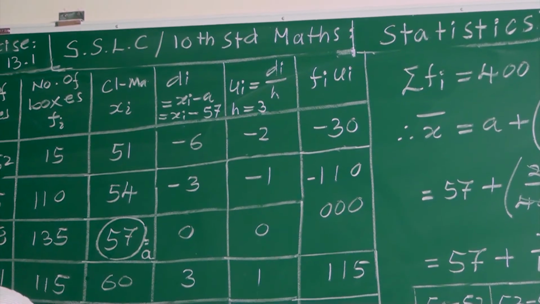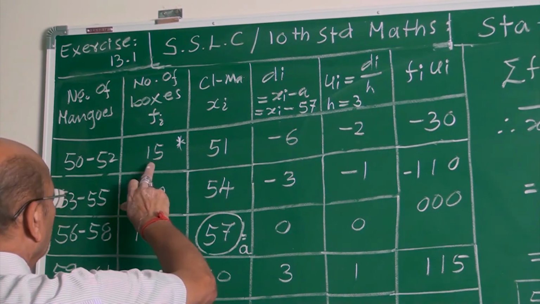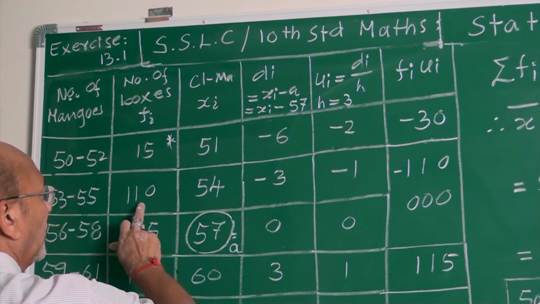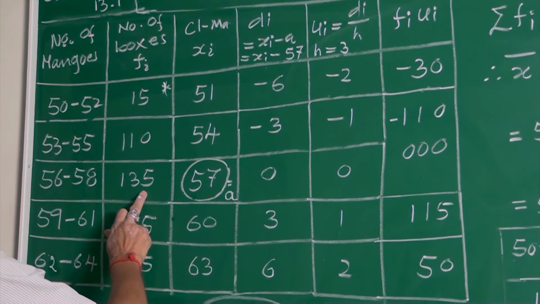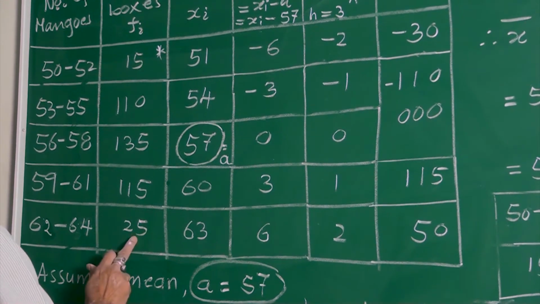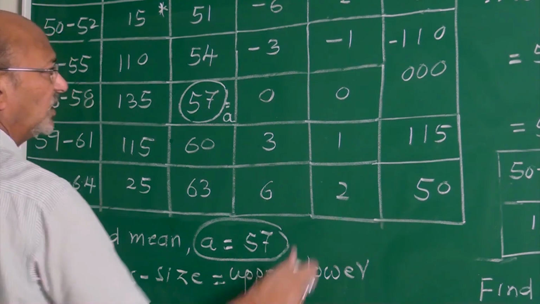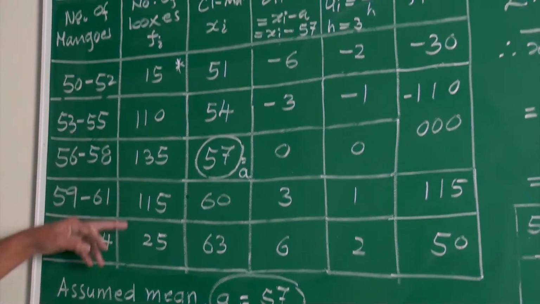Fi ui. This column. 15 into minus 2. 110 into minus 1. 0 into 135. 1 into 115. 2 into 25 is 50. Then you want the formula: sigma fi. This is sigma fi.